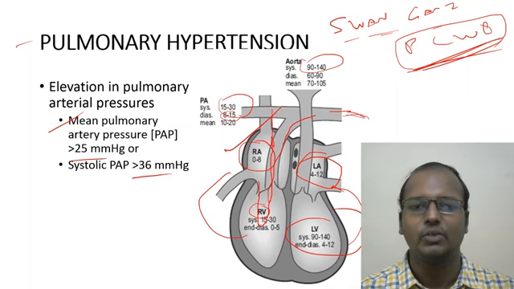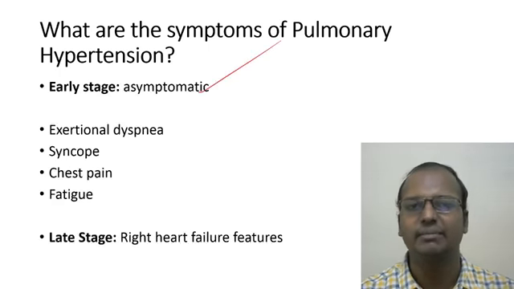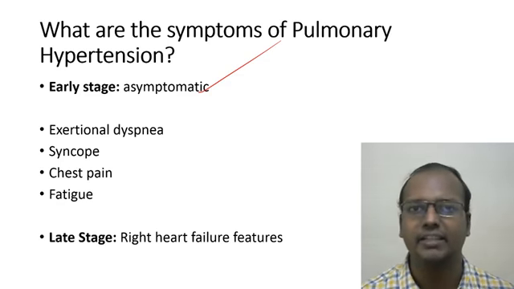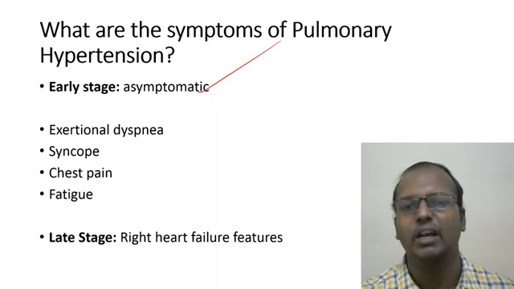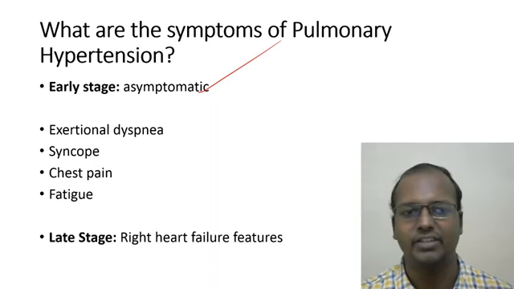Understood? Okay. So what are the symptoms of pulmonary hypertension? It is once again the same symptoms as in mitral stenosis. But remember, in the early phase there will not be any symptoms; it is asymptomatic. So if a patient comes with exertional dyspnea, especially a 25 to 30-year-old individual, suspect pulmonary hypertension.